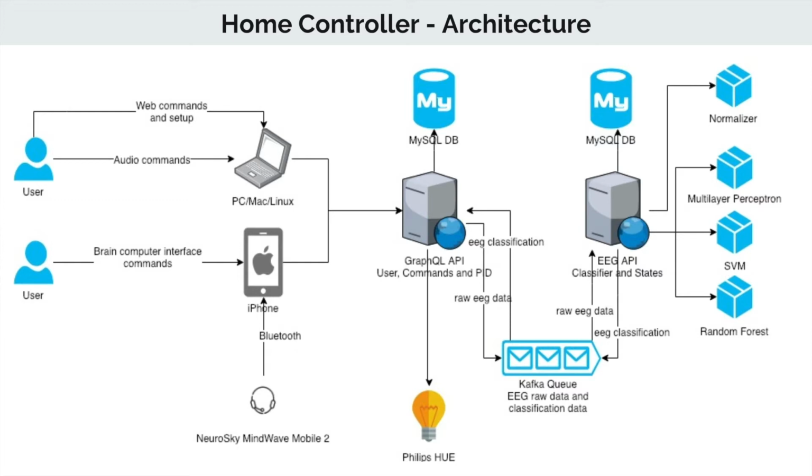Or let's say if the user attention span is 50%, let's turn down the light. Those are vague examples, but you can basically use the web interface to configure those customizable commands. And also using the web interface, we can set up our own commands. So looking at the diagram here, we can see the user triggers those commands using a computer, and that computer basically talks to a GraphQL API.